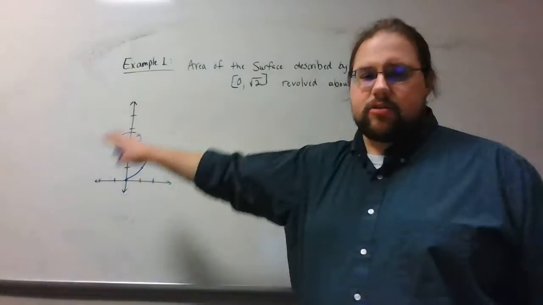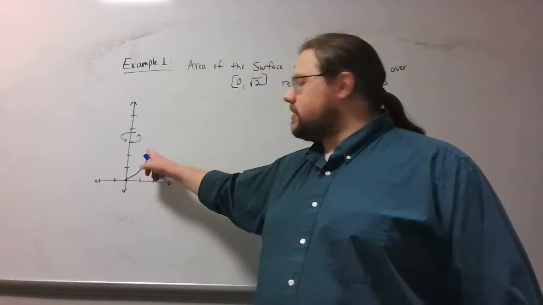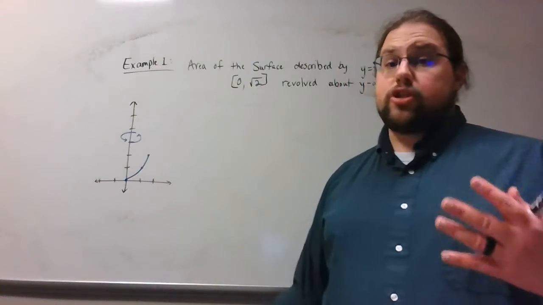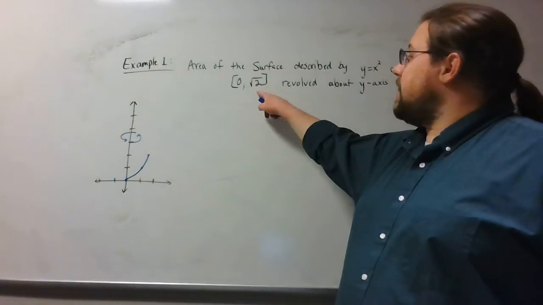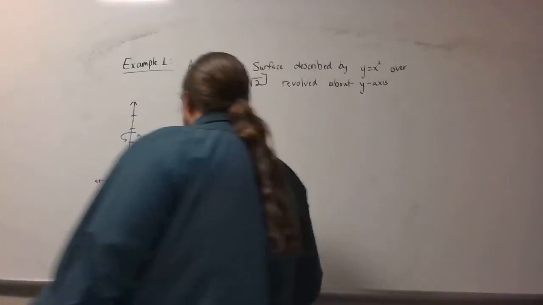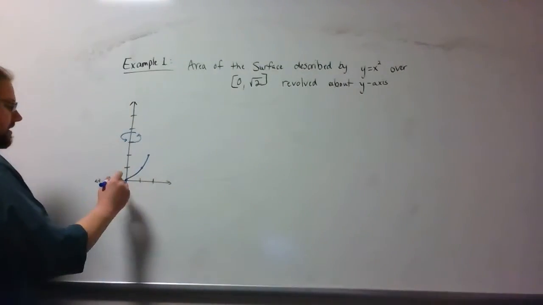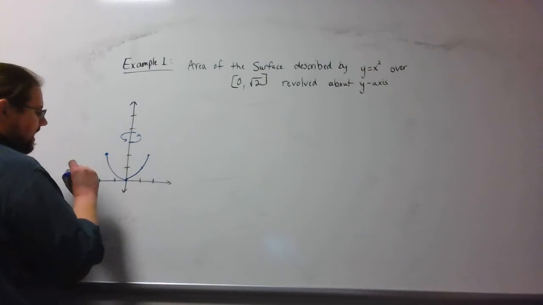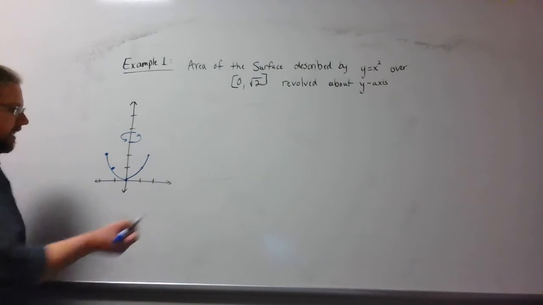I already went ahead and graphed this for you. Notice there's 0, there's the square root of 2. It's about 1.4. Notice that in this case my y value is 2, because if I plug the square root of 2 into x squared, I get just plain old 2. So I'm revolving around the y-axis, and I'm going to end up getting something pretty similar on the other side. Maybe not exactly the same, because I'm not the best artist.